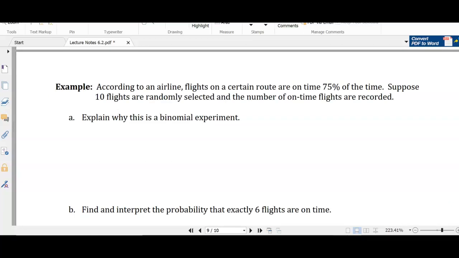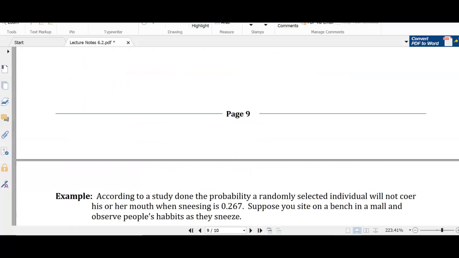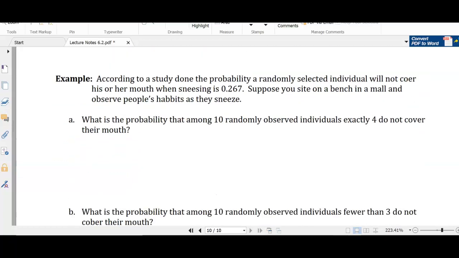Let's do one more experiment. Let's do this last one because it's a little bit more on topic for our world today. So, according to a study done, the probability of a randomly selected individual covering his or her mouth when sneezing is 0.267. Suppose you sit on a bench in a mall and observe people's habits as they sneeze.